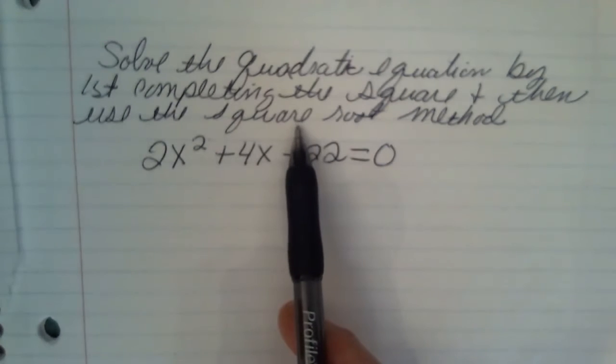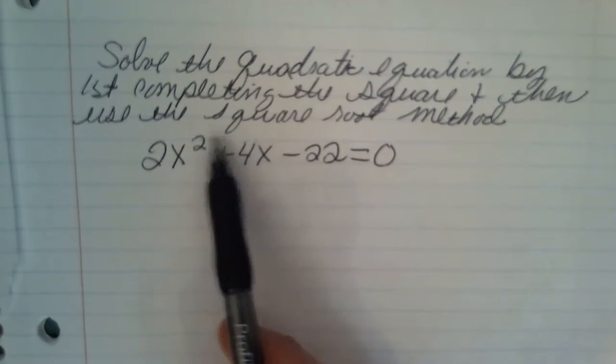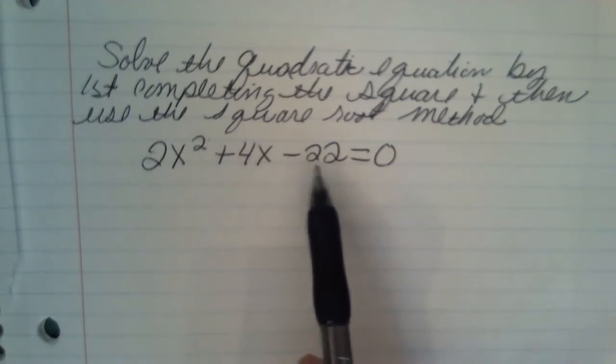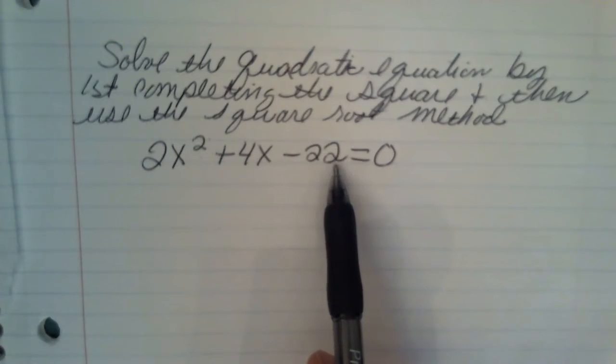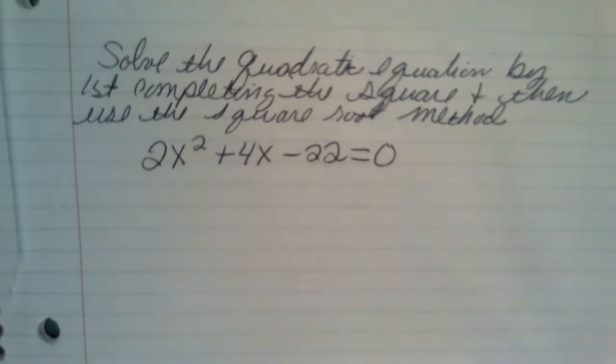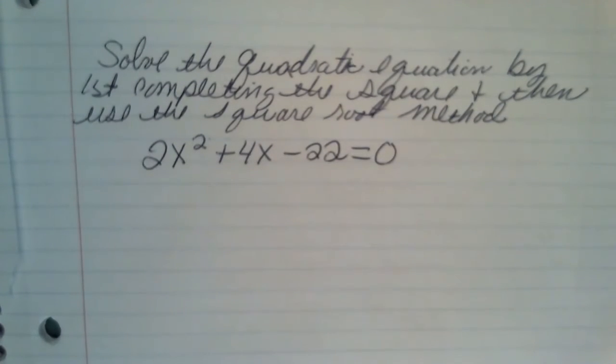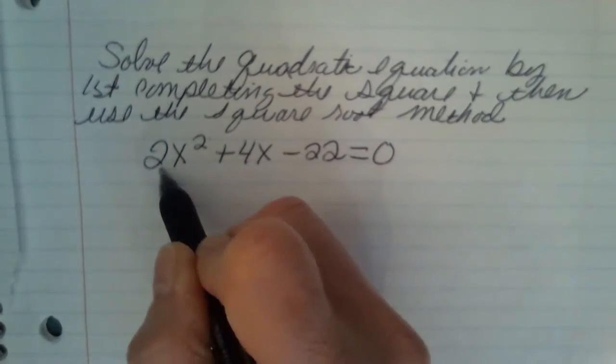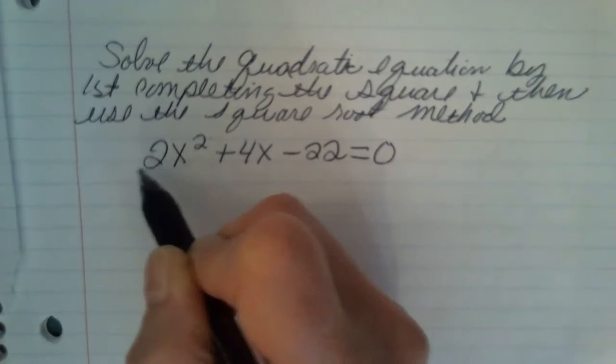In order to utilize the square root method, I have to have something being squared. This particular trinomial is not a perfect square trinomial, so I can't automatically factor it into something being squared. But what I can do is complete the square and then take the square root of the binomial that is being squared. In order to complete the square, the leading coefficient must be 1.